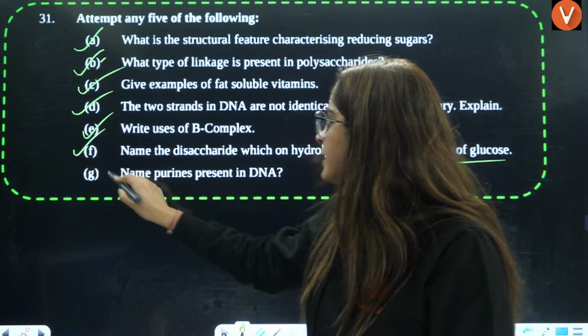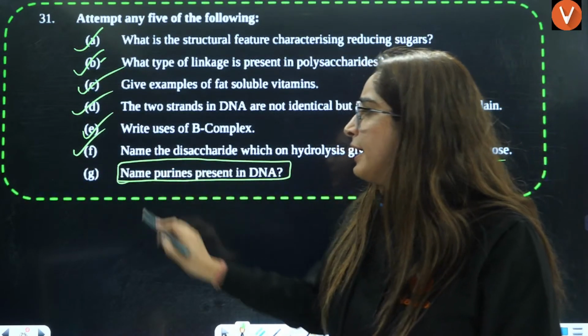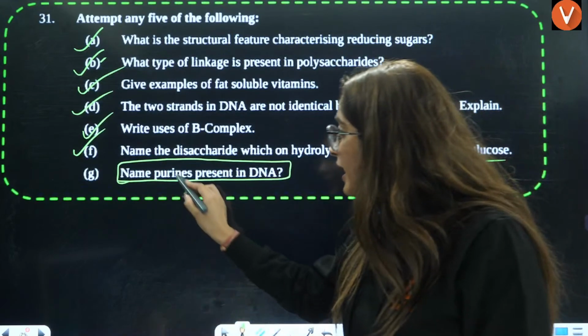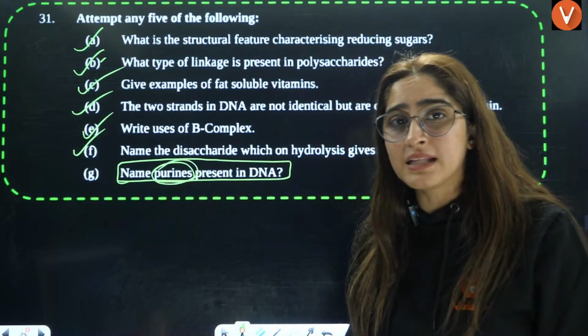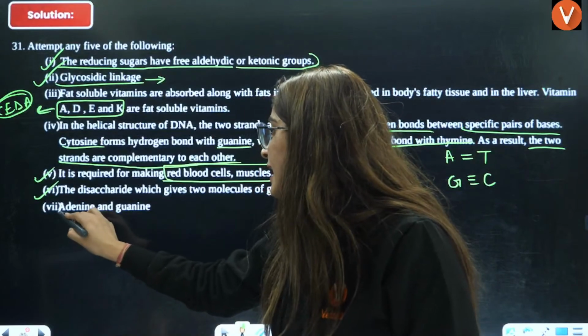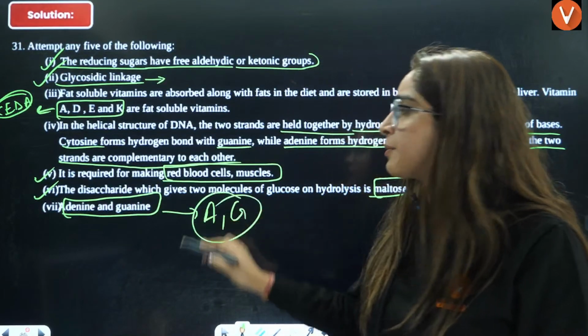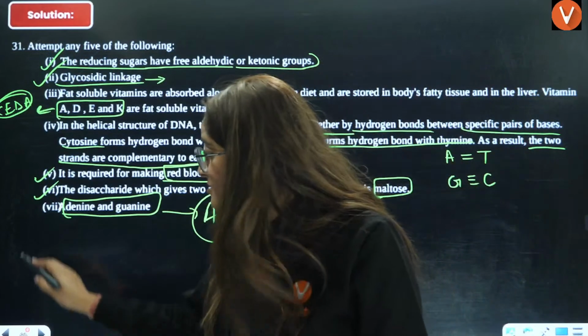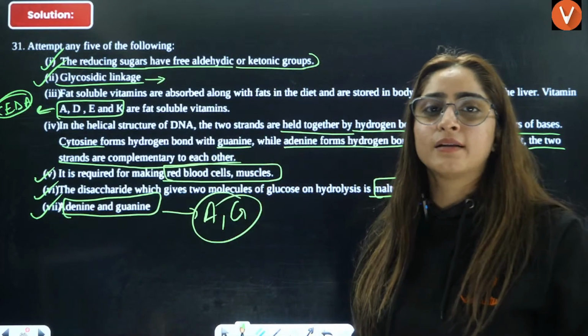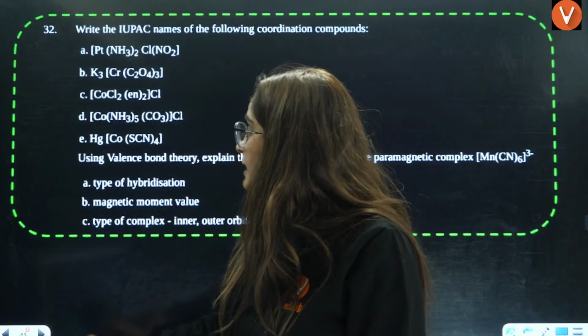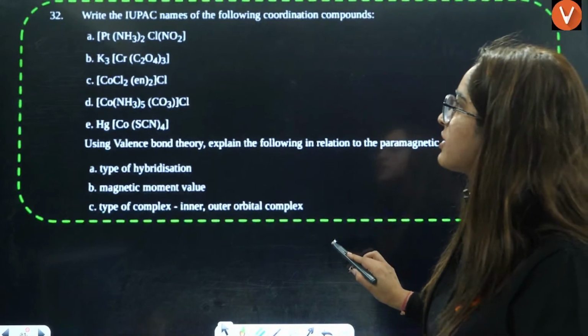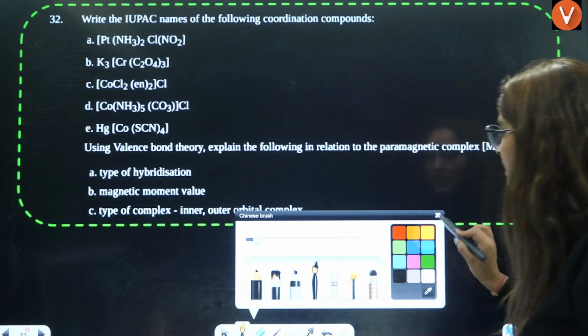Next is, name the purine present in DNA. In DNA, what are the purines? They are asking you the purines. So purines are A and G, adenine and guanine. These are the purines that are present. Basically, these are the bases that are purines that are present in the DNA. Right? Okay.